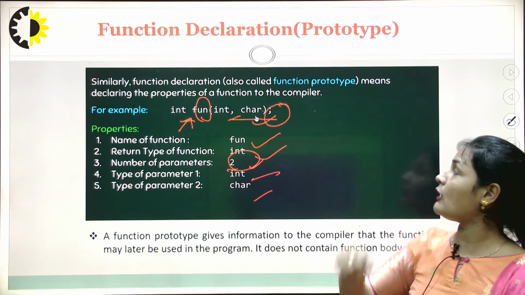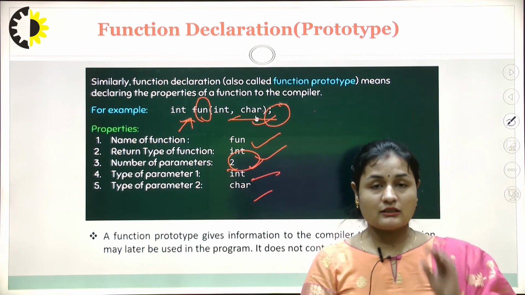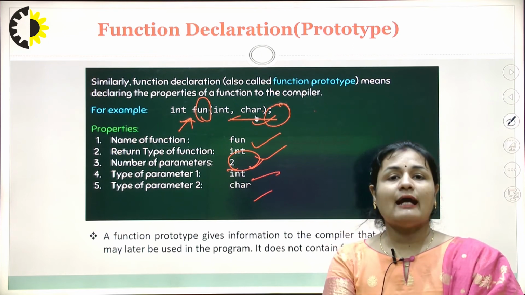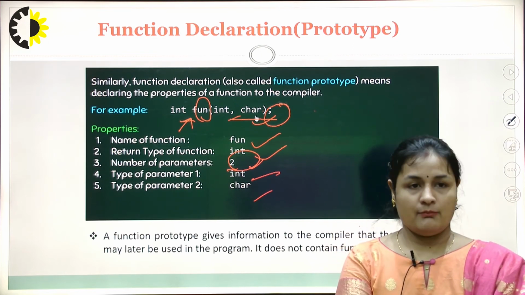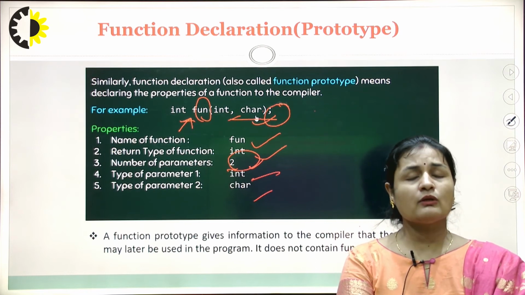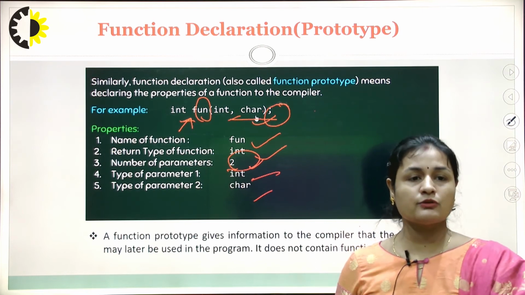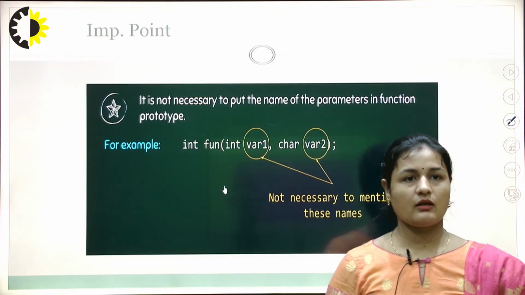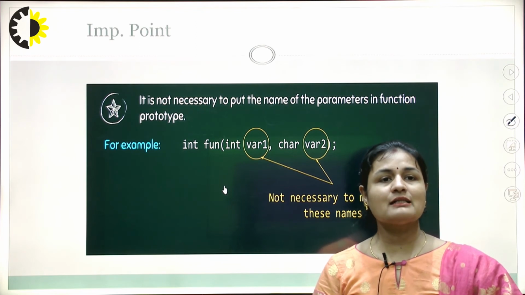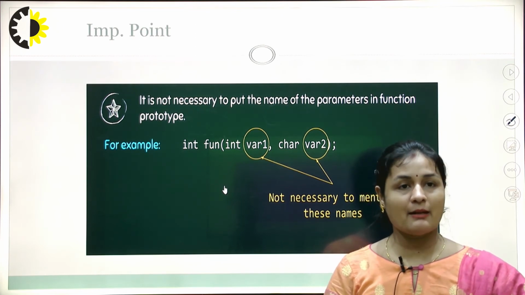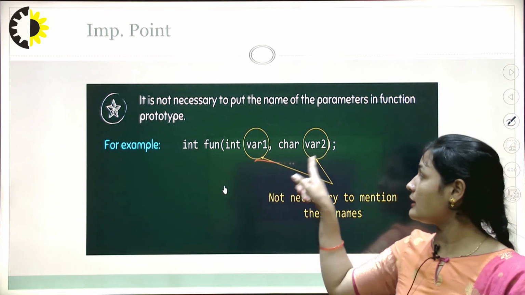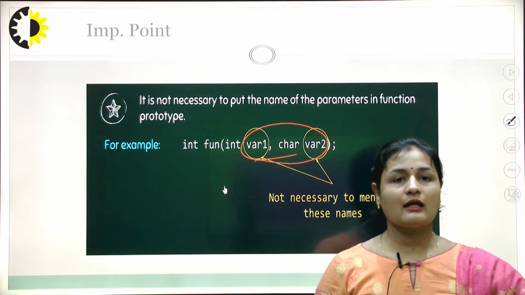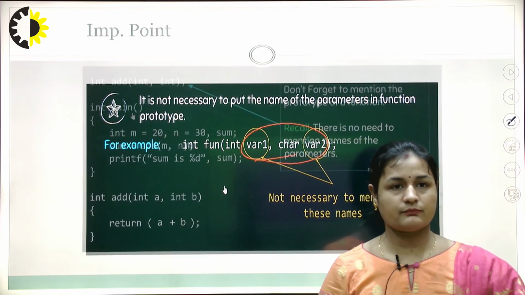We put the semicolon at the end of the function. A function prototype is basically used to announce that we can use a function in our program. It gives only the information that the function will be used further in our program. There is an important point: it is not necessary to put the name of the parameter in the function prototype. It is optional. If we do not put the parameter name in the function prototype, it is still correct.